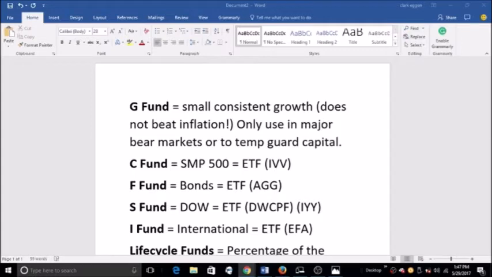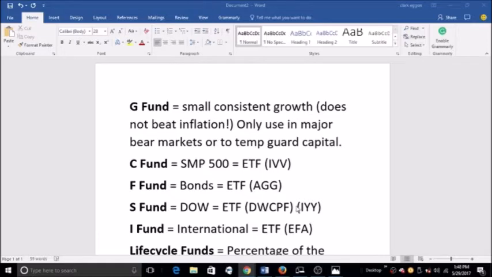The next fund we're going to look at is the S fund. The S fund really follows the Dow Jones Completion Index. It can be followed by this ETF here, DWCPF, or another really good one I like to look at, though not exactly as accurate, IYY. With the S fund, the earnings consist of dividend income or gains or losses of the stock price. It uses an index approach to investing. In other words, it is passively managed and remains invested according to the investment strategy regardless of the conditions in the bond market or the economy.